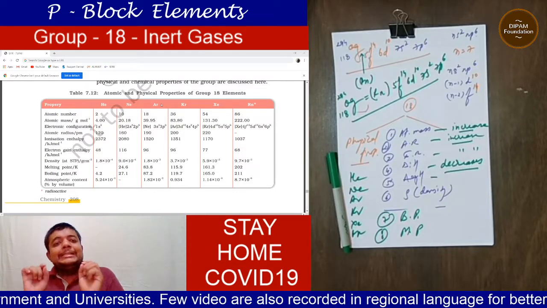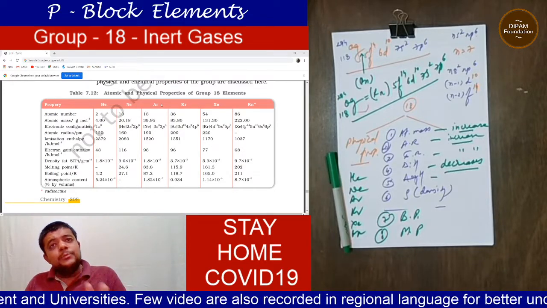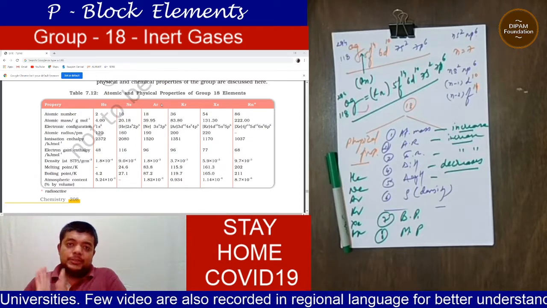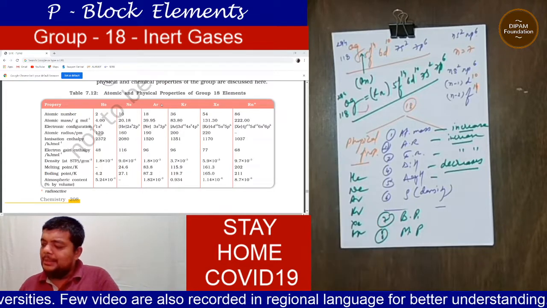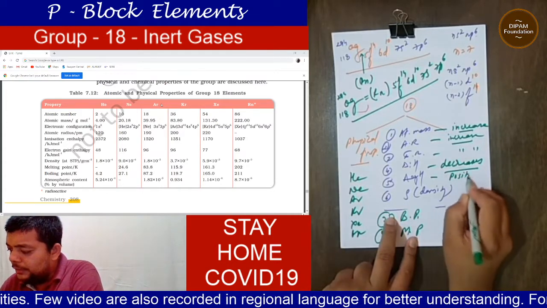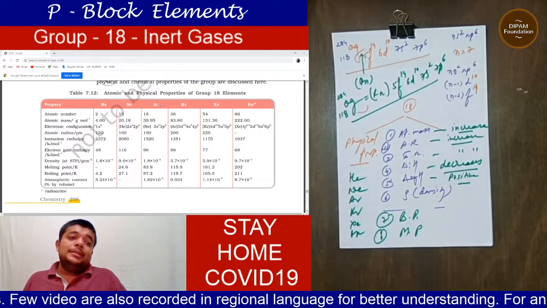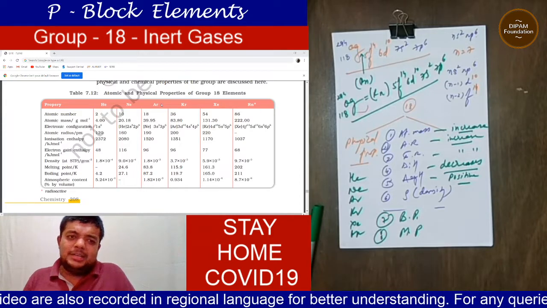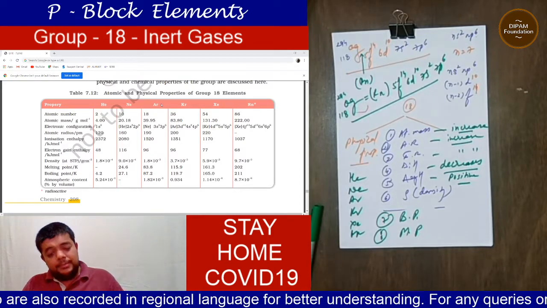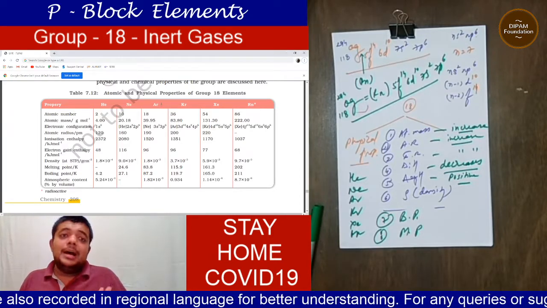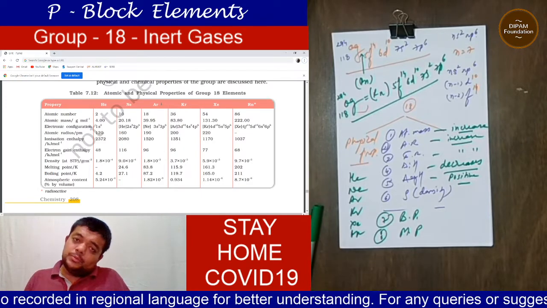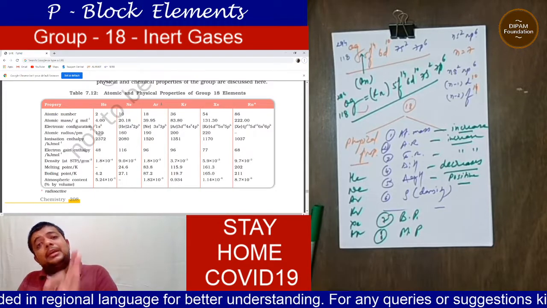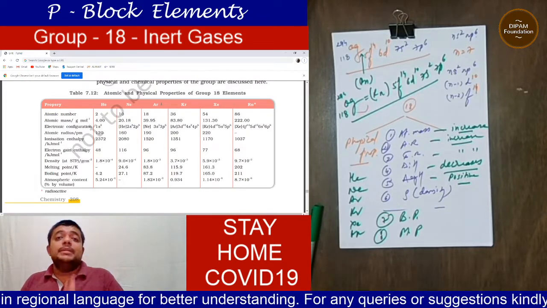So always for inert gas elements, and generally for atoms or elements not easily accepting electrons, electron gain enthalpy is always positive. Otherwise, we know that electron gain enthalpy values are negative, and we will learn that in group 17 of the same content, p block elements. But as of now, remember that the electron gain enthalpy is generally negative, but when it comes to inert gases or the elements which do not easily accept electrons, the electron gain enthalpy always becomes positive.